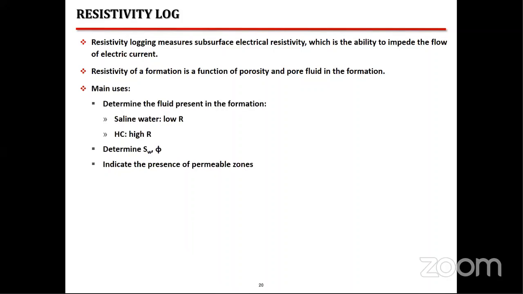The main uses of a resistivity log are to determine the fluid present in the formation. Saline water is highly conductive and hence has low resistivity, while hydrocarbon has high resistivity. It is also used for determining water saturation and porosity, and to indicate the presence or absence of permeable zones by the formation of a mud cake.